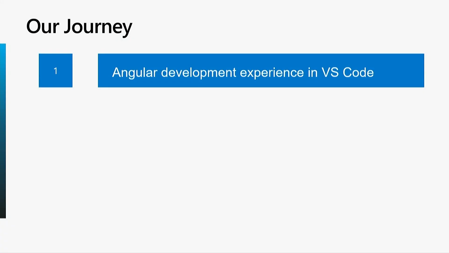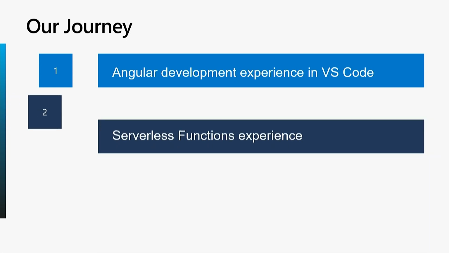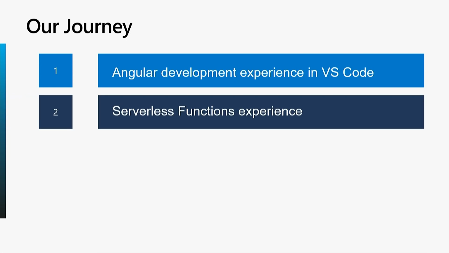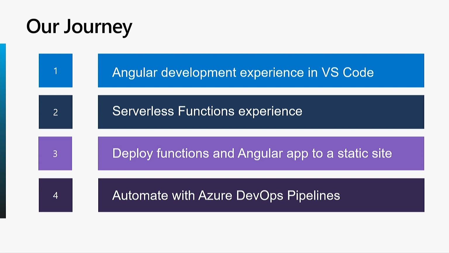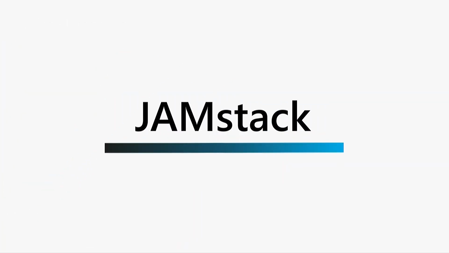So today, our journey, we're going to walk through building an Angular application inside of VS Code, our favorite tools. And then we're going to take that, and we're going to have a serverless functions experience. And we'll show you why serverless really makes a difference in this platform and how it plays a great role. And then we're going to deploy functions and the Angular app both to the cloud, on a static site and then the serverless functions to the function service. And then finally, to make it real, we're going to put it into a CI/CD pipeline with Azure DevOps. This is all the Jamstack.